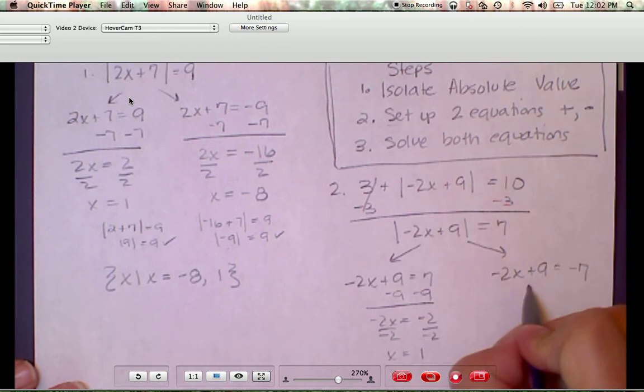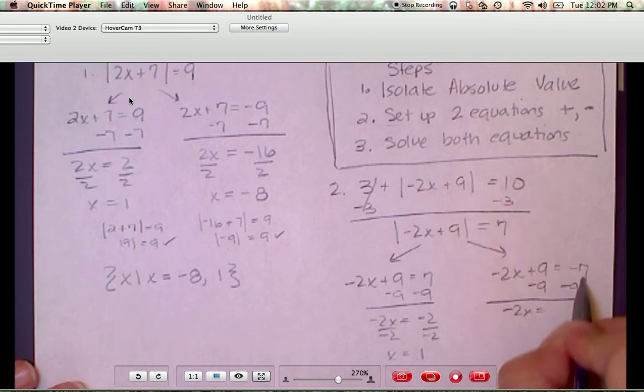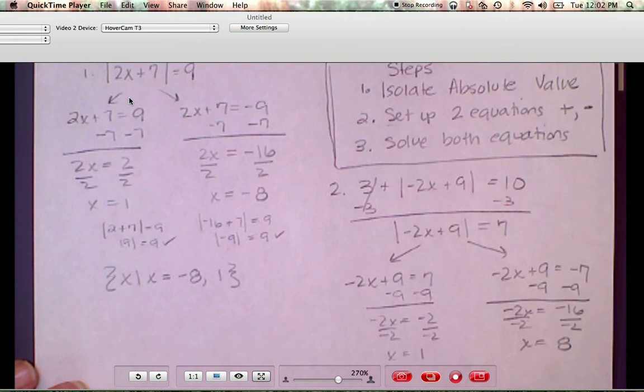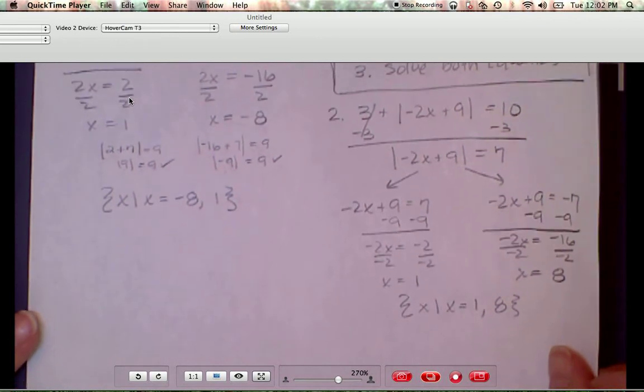On the right side, same steps actually. Subtract 9, we get negative 2x equals negative 16. Divide by negative 2, and we get x equals positive 8. And we put these into set notation, x such that x equals 1 and 8. I put them in order from smallest to largest, but you, again, do not have to do that.